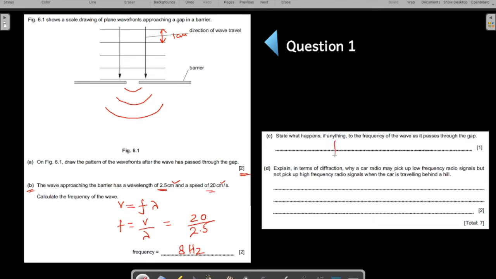So the frequency, what do you say? Frequency does not change. Let us tally our answer with the mark scheme.